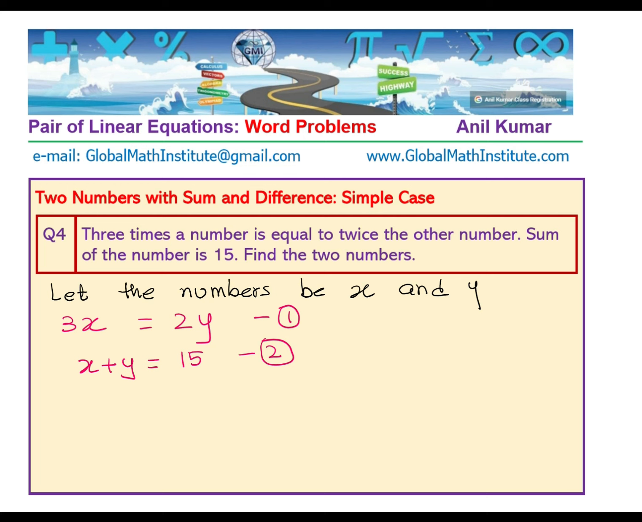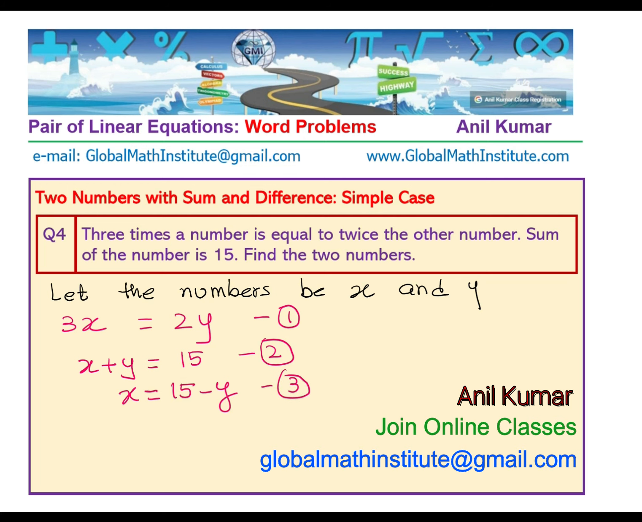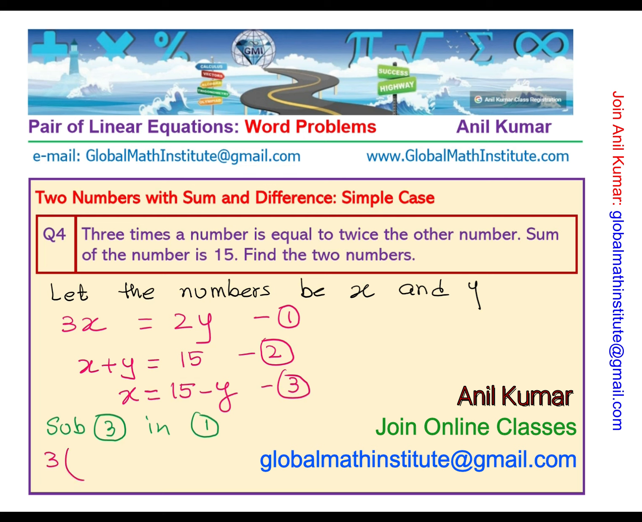Now in this particular case, we might use a slightly different process of solving a pair of equations. This pair of equations is also called simultaneous equations. We'll solve this by the substitution method. So from equation 2, we can say that x is what? x is 15 minus y, so we get our equation 3. Now we are going to substitute the value of x in our first equation. So we'll write substitute 3 in 1. So we are going to get 3 times x, and the value of x is 15 minus y. Clear?